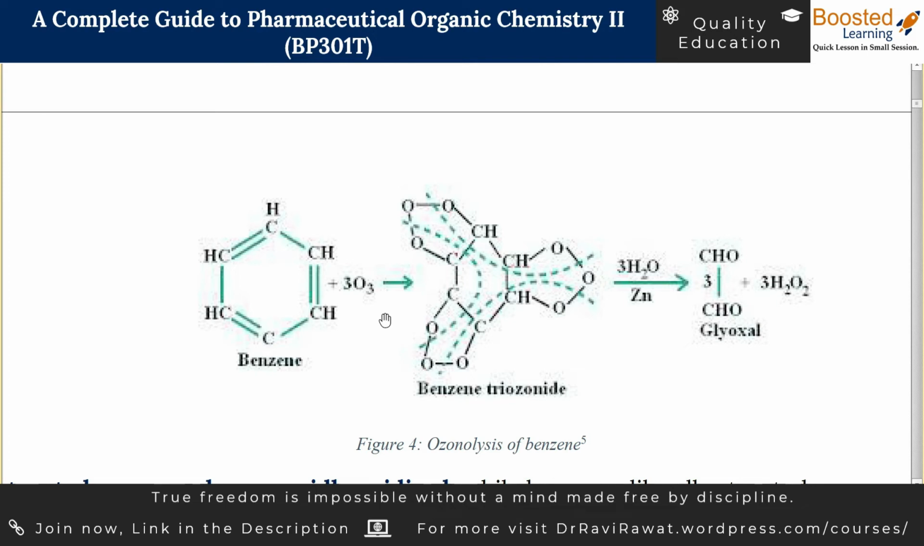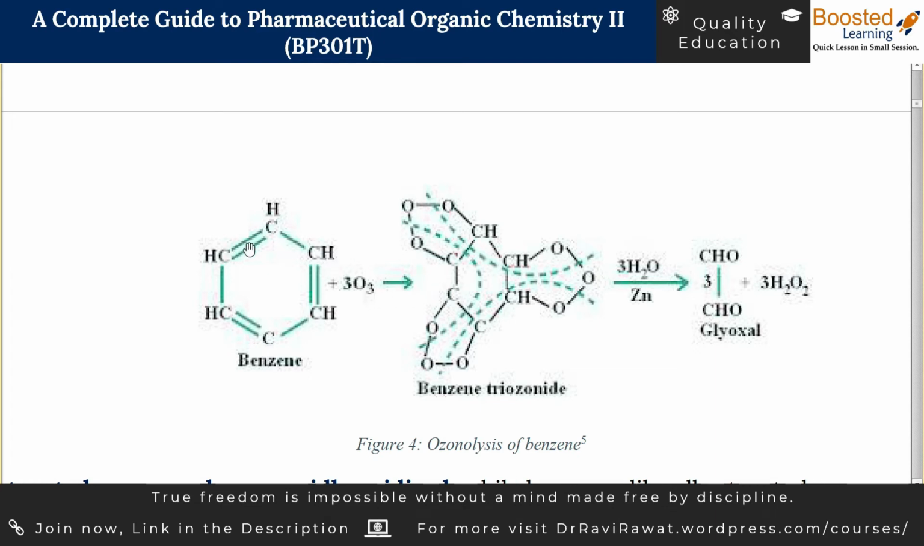Like you have oxygen gas which you write as O2, the ozone is written as O3. This is the molecular formula of ozone. And now you can also see the ozone molecules are getting consumed across the double bond of benzene. So one benzene molecule is consuming 3 molecules of ozone.